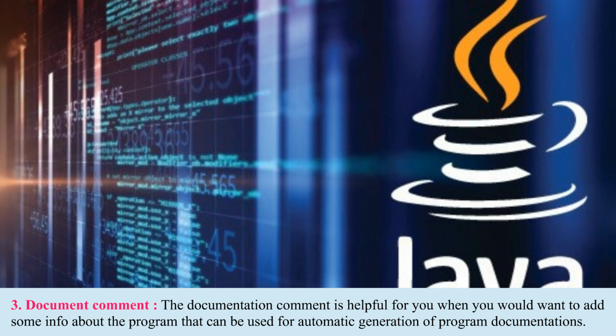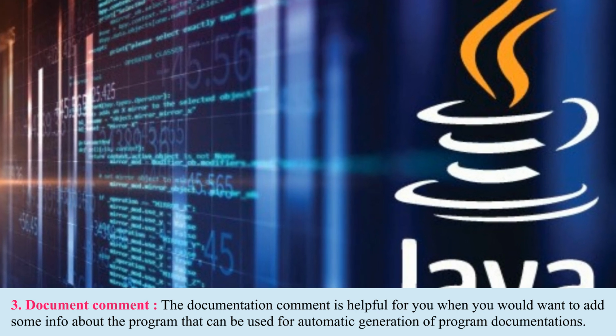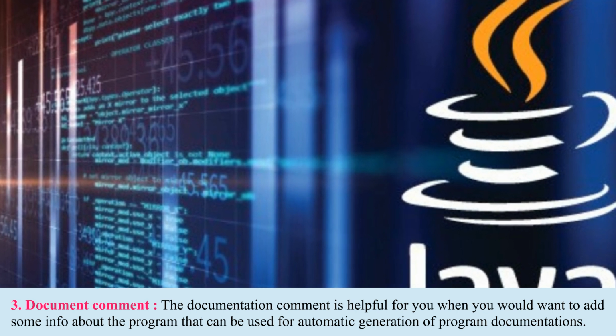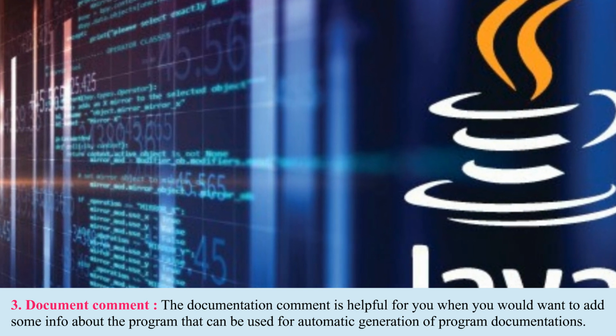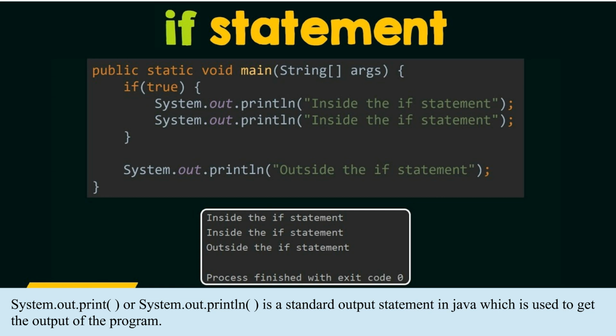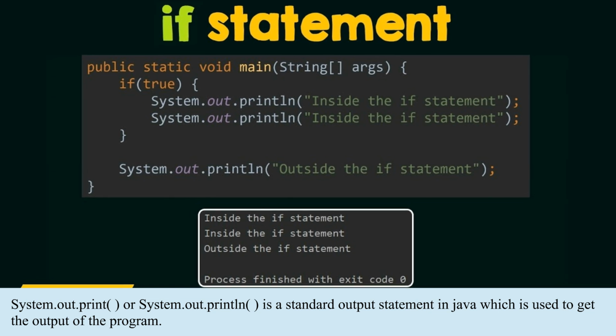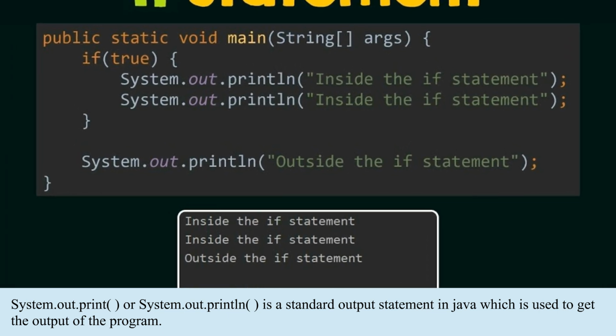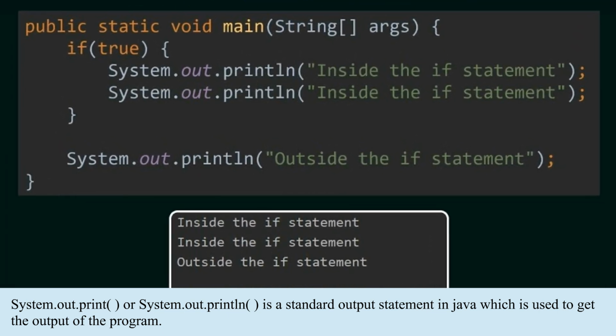The documentation comment is helpful when you want to add some information about the program that can be used for automatic generation of program documentation. Output statement in Java: System.out.print or System.out.println is a standard output statement in Java which is used to get the output of the program.